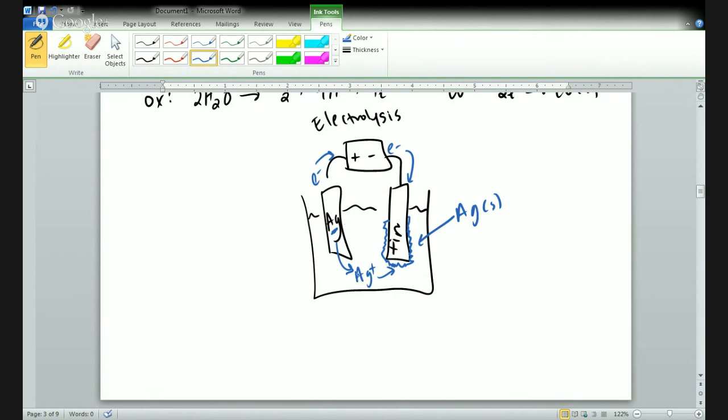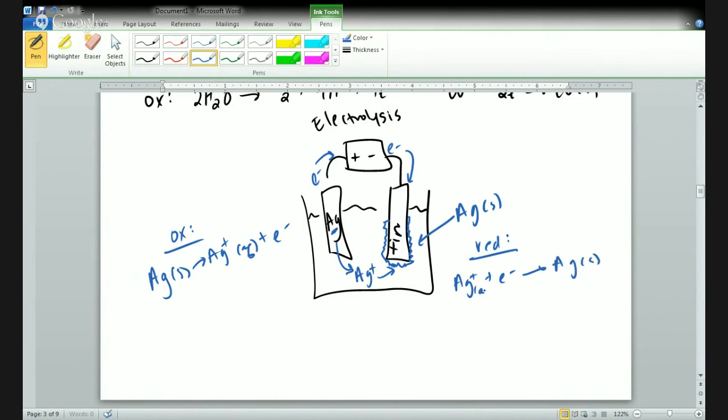So if we were to write half reactions for this electroplating, our oxidation half reaction would be our solid silver going to silver ions and electrons. If we think about the reduction, we would have our silver ions plus electrons from the battery turn into solid silver. So when you look at combining these things, if I go to write an overall cell reaction, my silver would cancel, my ions would cancel, my electrons would cancel. So when you're doing electroplating, if you were to combine the two reactions, you would end up with nothing, because all we're doing is a transfer of solid from the anode to the cathode.